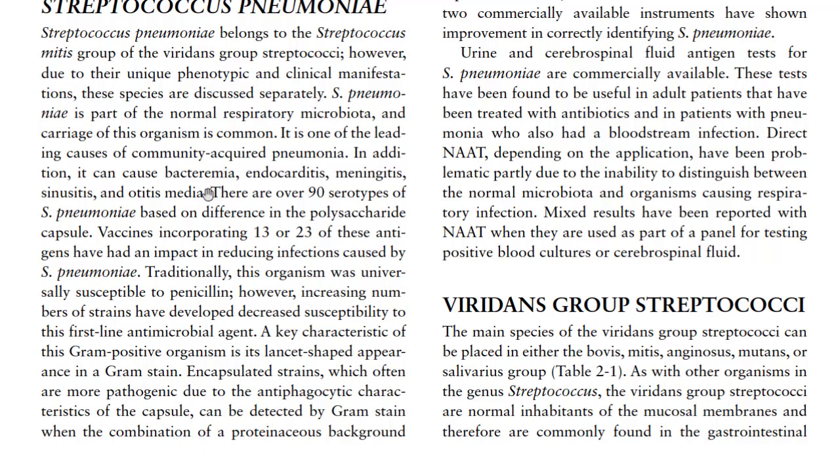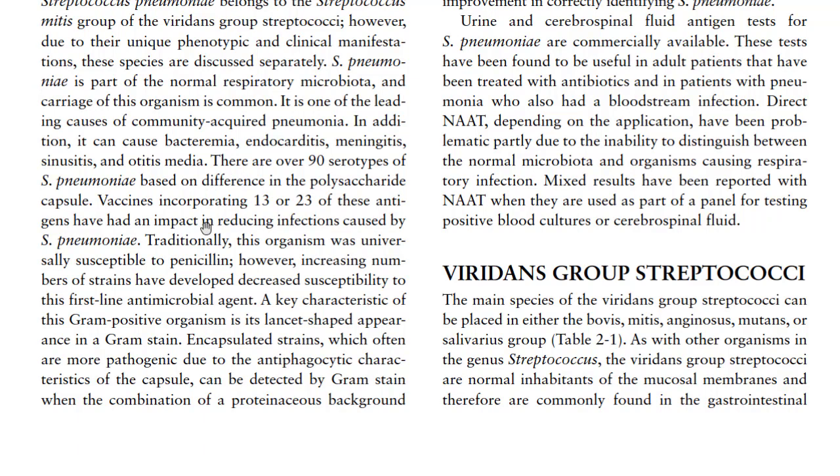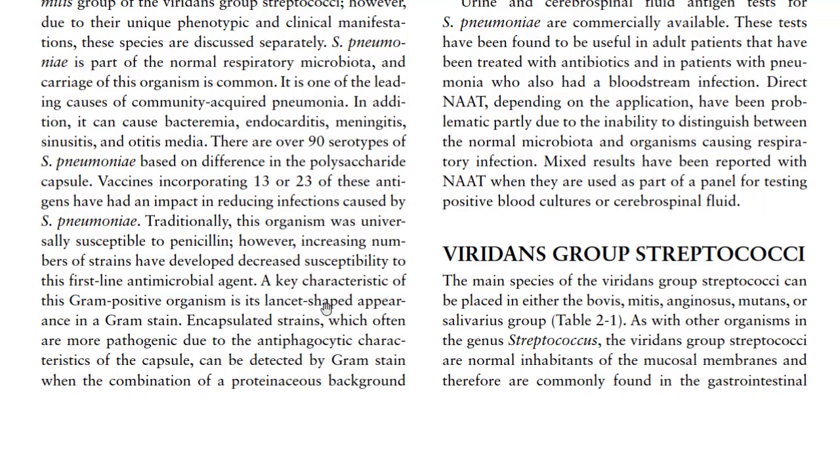In addition, it can cause bacteremia, endocarditis, meningitis, sinusitis, and otitis media. There are over 90 serotypes of strep pneumoniae based on differences in the polysaccharide capsule. Vaccines incorporating 13 to 23 of these antigens have had an impact in reducing infection caused by strep pneumoniae. Traditionally, this organism was universally susceptible to penicillin. However, an increasing number of strains have developed decreased susceptibility to this first-line antimicrobial agent.